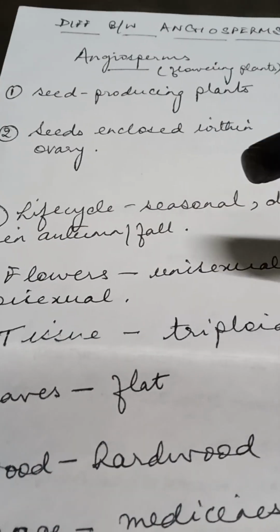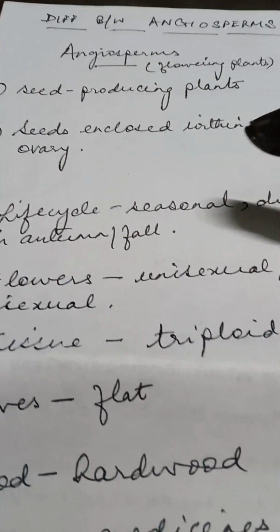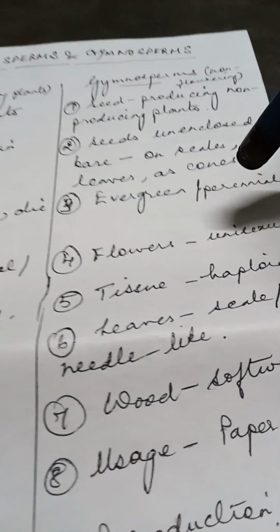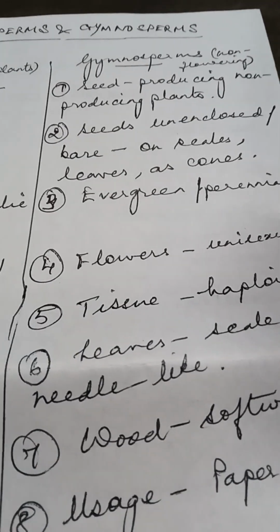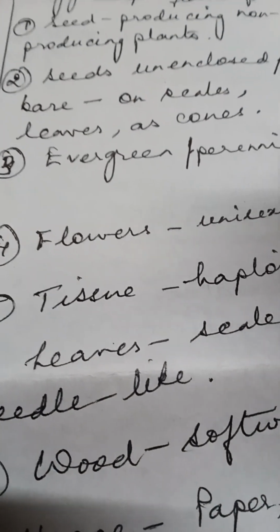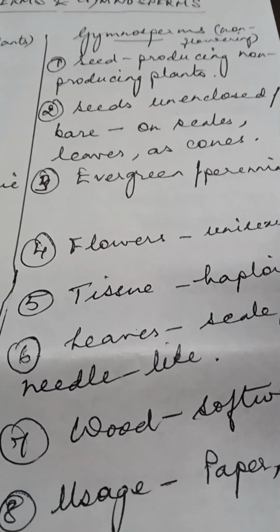The second difference is in angiosperms the seeds are enclosed within an ovary, whereas in gymnosperms seeds are unenclosed, that is they are bare or naked, and they are found on scales, leaves, as well as cones.